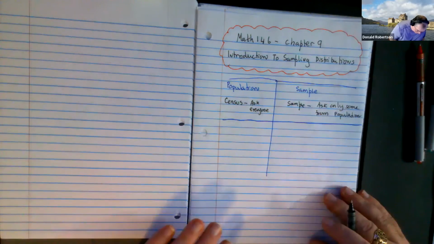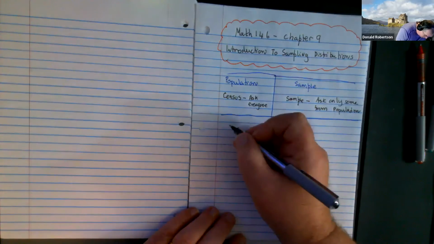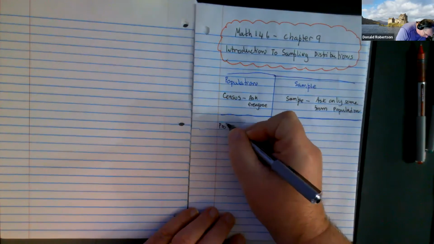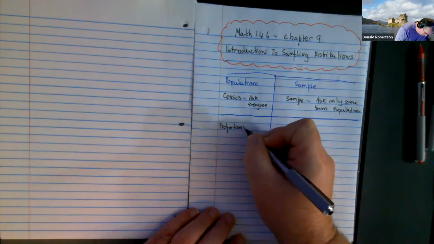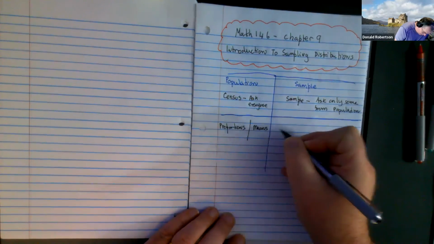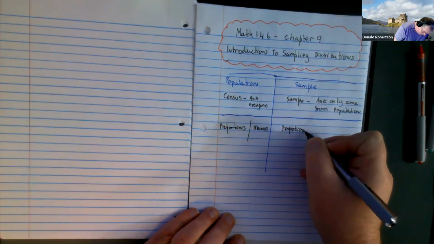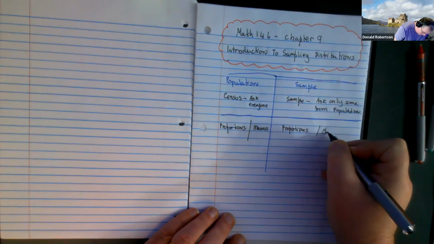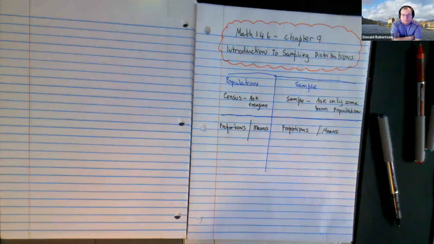So we've heard of population, and we've heard of sample. There are two types of pieces of information that we get: proportions, and then means. And in a sample, the two types of information you get are also proportions or means. So a proportion might be, if you did a census and asked everybody in the population, do they like Pepsi?